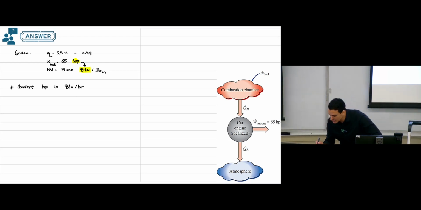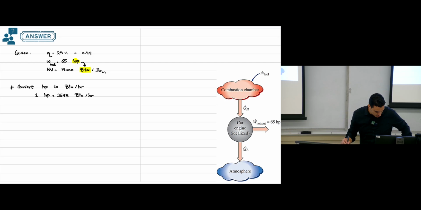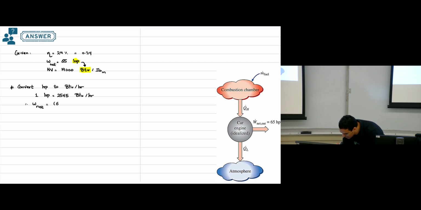And if you check the conversion factor, we know that 1 horsepower equals 2545 BTU per hour. Then according to this, we can say the net work will be 65 times 2545 BTU per hour.